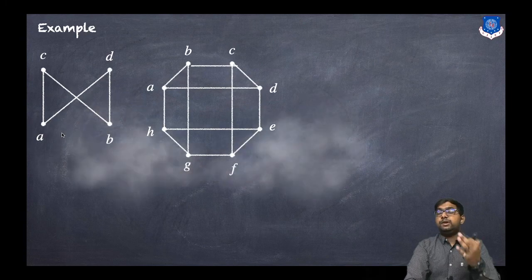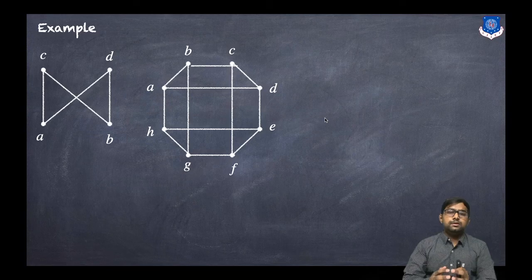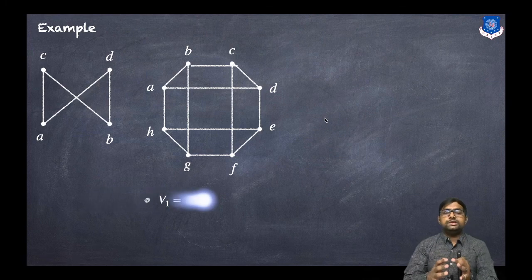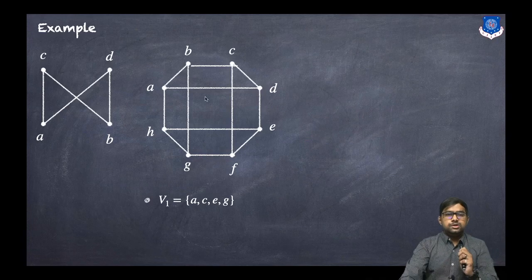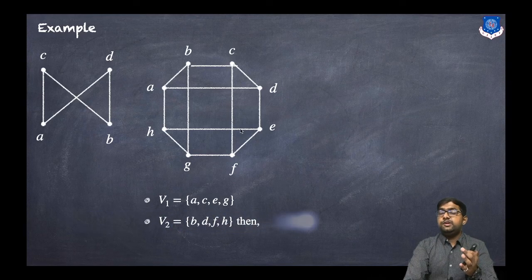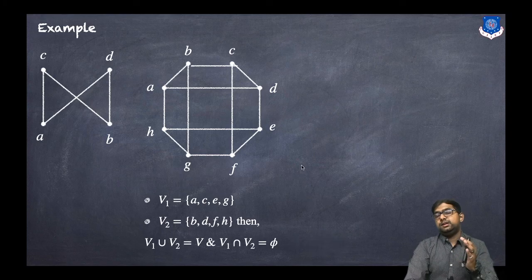Now let us consider this type of example. Just by looking at this graph, it might seem it is not a bipartite graph, but actually it is. We need two sets, V1 and V2. In V1 take A, C, E and G, and take V2 as the other alternate vertices, that is B, D, F and H. Obviously V1 union V2 will be V, and their intersection is also phi.